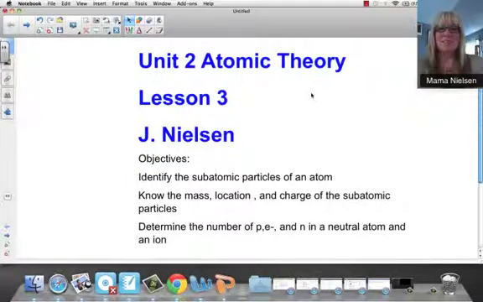Okay, this is Unit 2 Atomic Theory, Lesson 3, and today we are going to talk about the subatomic particles of an atom. We're going to talk about their names, their mass, their location, and charge. By the time the lesson is over, you will be able to determine the number of protons, electrons, and neutrons in a neutral atom and in an ion. So let's get started. We've got a bit to do today.